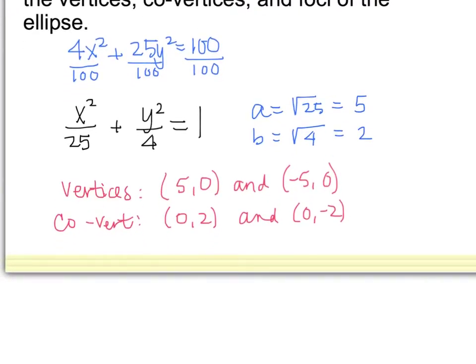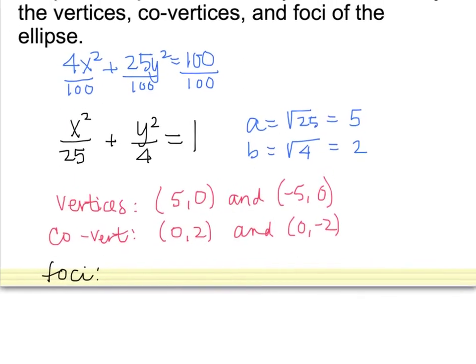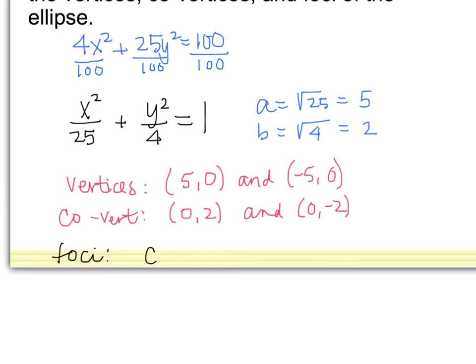And then I also have to find my foci. For our foci, we know that the foci are going to lie on the major axis, and they're going to be c units from the center. So we're going to have to use that relationship for c that says c squared is equal to a squared minus b squared, which in this case is 25 minus 4, which is 21.